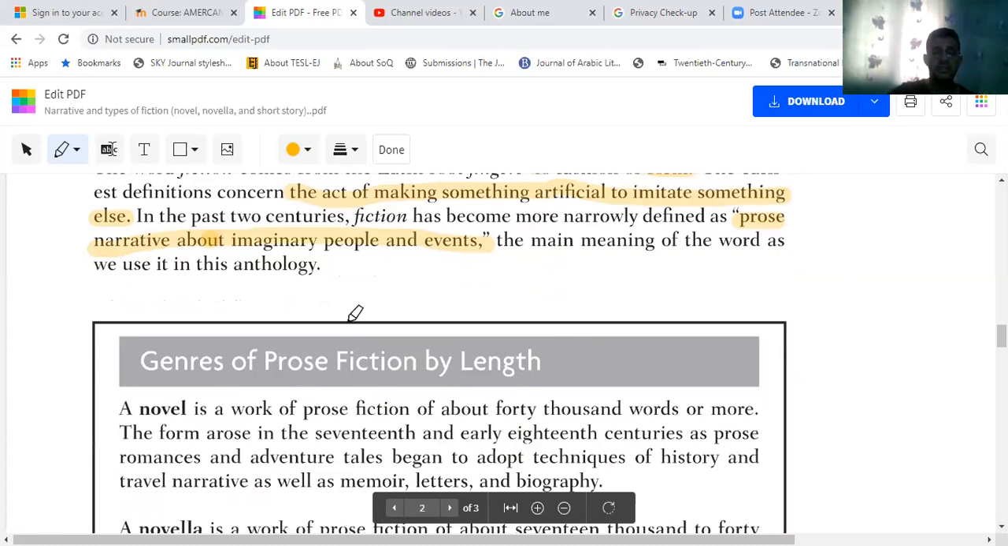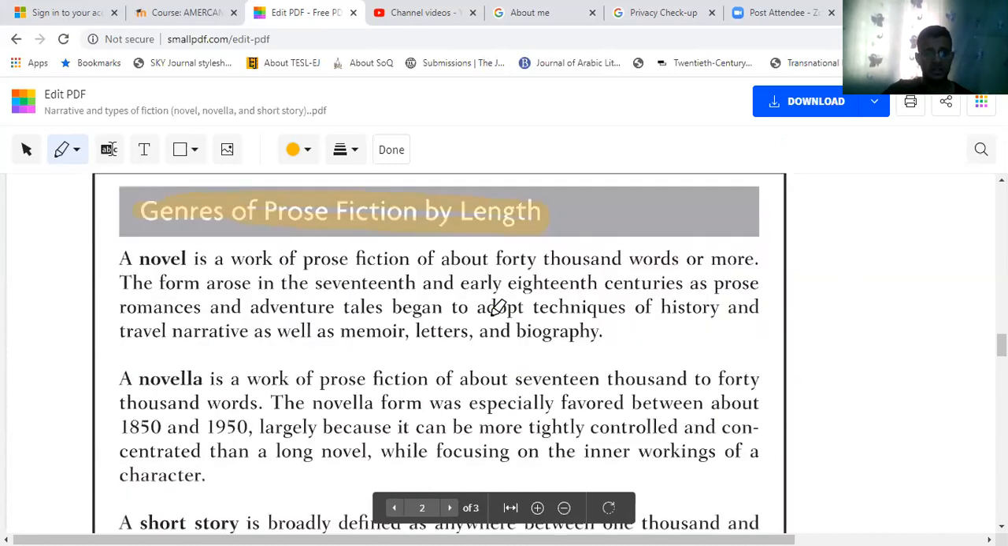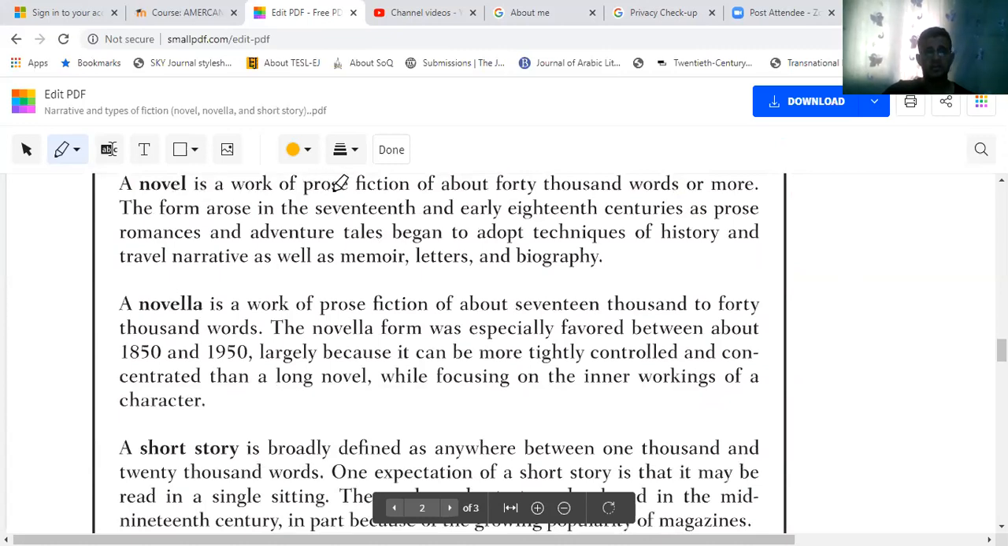All right, so now this is a very short analysis of fiction, prose fiction, and its length, because fiction can be different in terms of length. Pay attention to me, because this is very easy, but you have to pay attention. A novel is a work of prose fiction of about 40,000 words or more. If you go to a Google document, you will find the word count at the bottom of the page on the left side, okay? That's called the word count. If the document has more than 40,000 words, it is called a novel, because it is the biggest type of fiction.